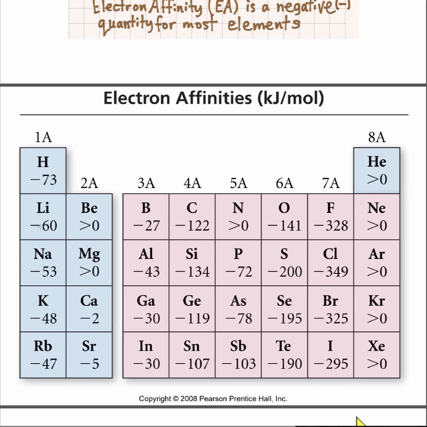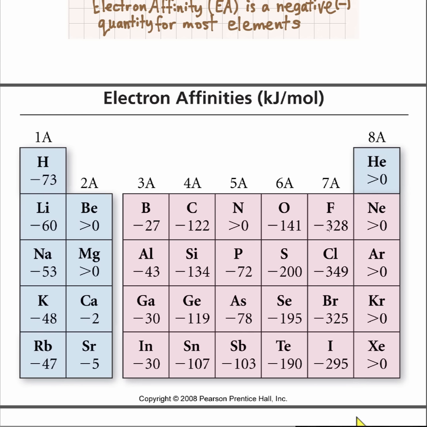I wonder what the trend is. So if I add an electron to lithium, it gives off energy, but it looks like it gives off less and less energy as we go down the family. So I could say less stabilized down here than up here. The more negative the electron affinity energy, the more that ion is stabilized.